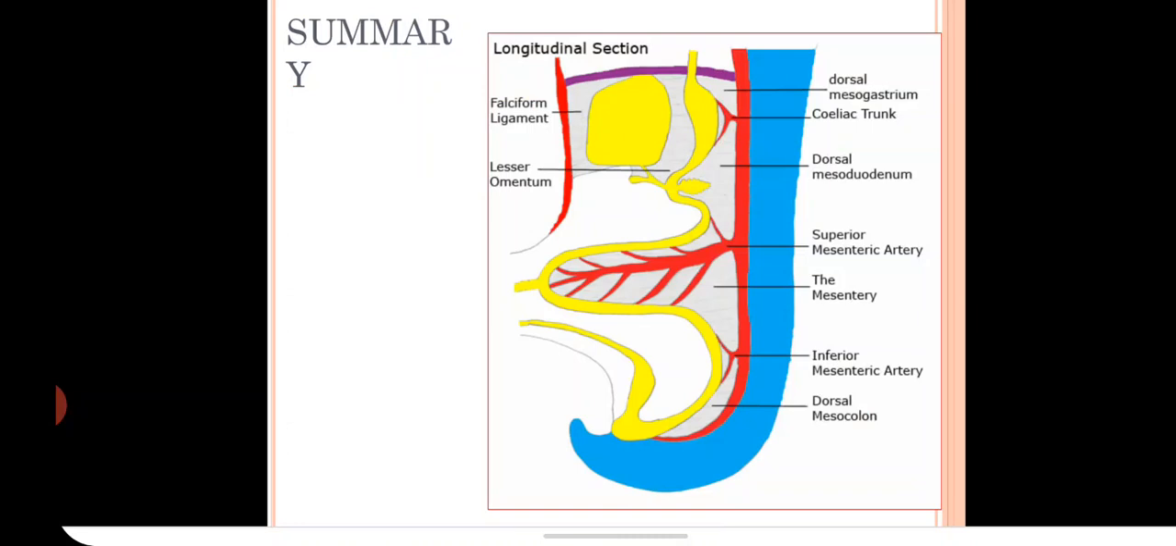I think the students have understood this topic. So we have finished midgut in this class. We will continue with the hindgut development in the next class.